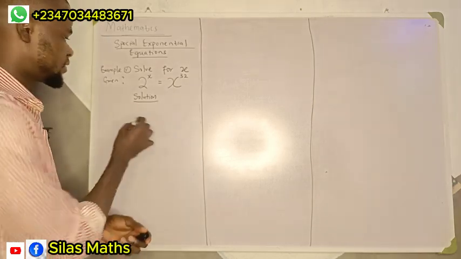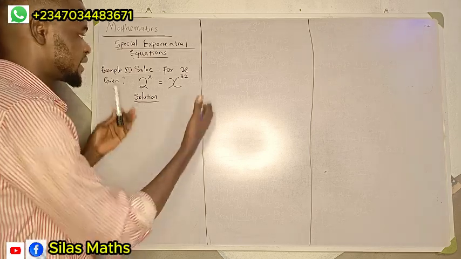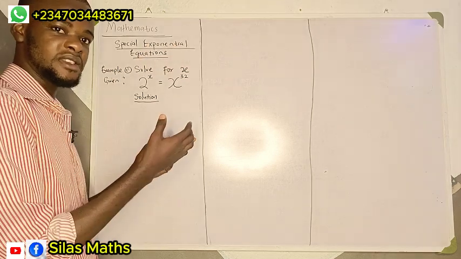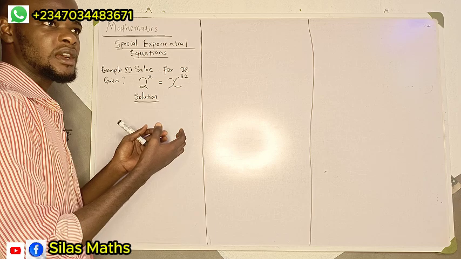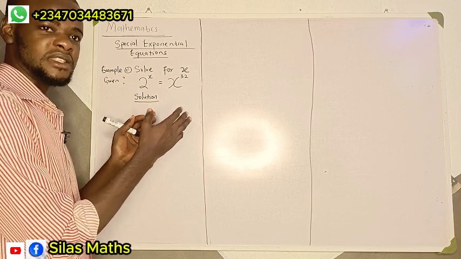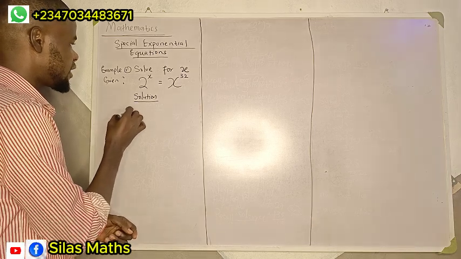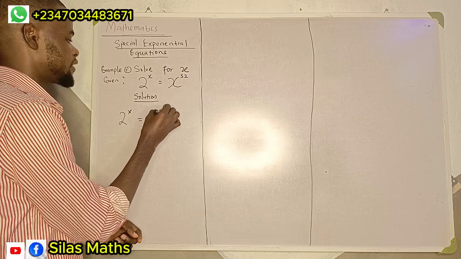One, remember the two conditions: the bases could be the same. When the bases are the same, we equate their powers, or when the powers are the same, we equate the bases. And also we can have a situation whereby we have something different from that. Let's just solve the problem. So we have 2 to the power of x equal to x to the power of 32.